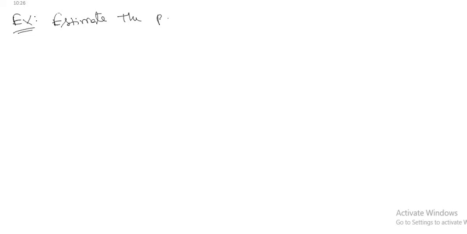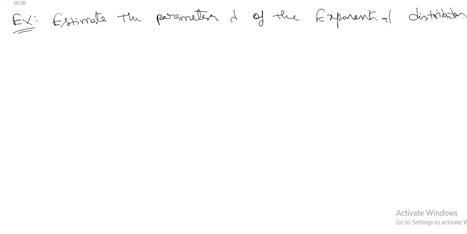Estimate the parameter lambda of the exponential distribution f of x comma lambda is lambda into e power minus lambda x, x greater than 0.